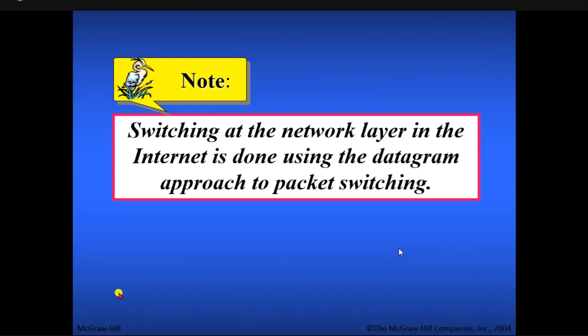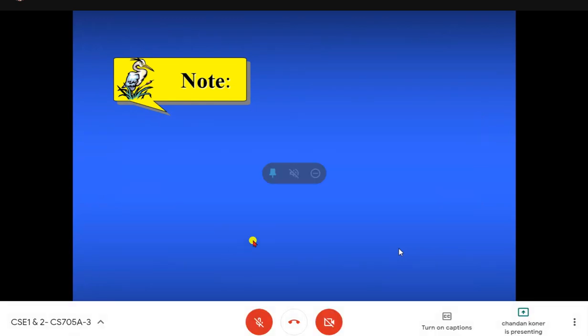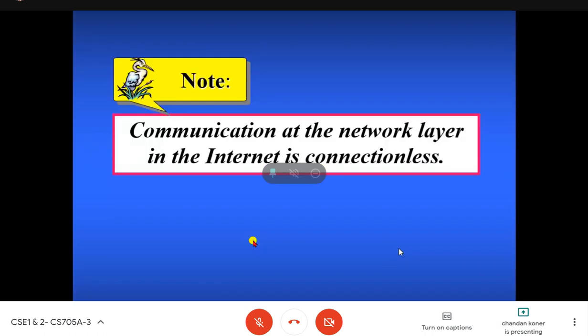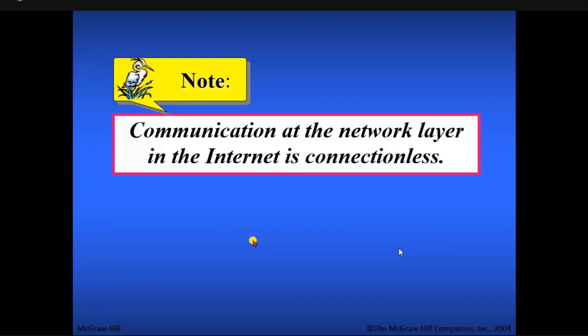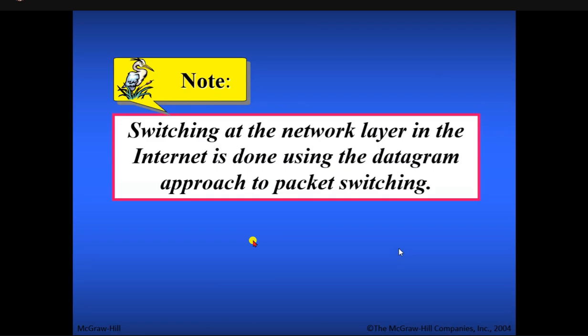The datagram approach to packet switching. Switching in the network layer in the internet is done using the datagram approach. Communication at the network layer in the internet is connectionless. So two things you have to note down: communication in the network layer in the internet is connectionless, and switching at the network layer in the internet is done using the datagram approach to packet switching.